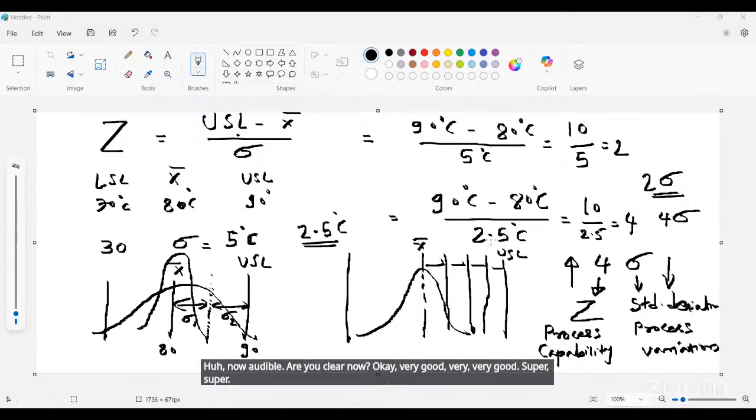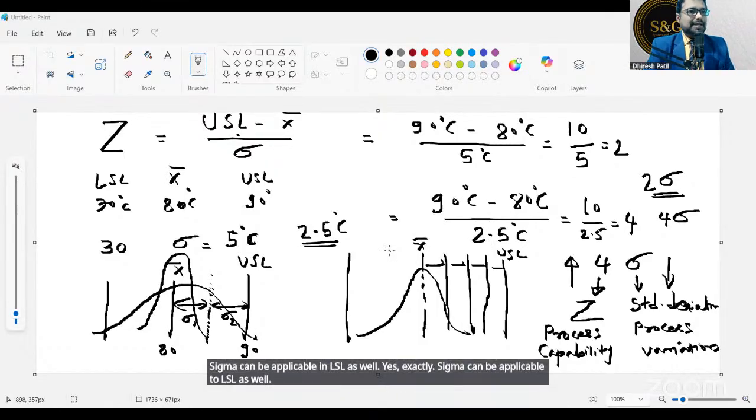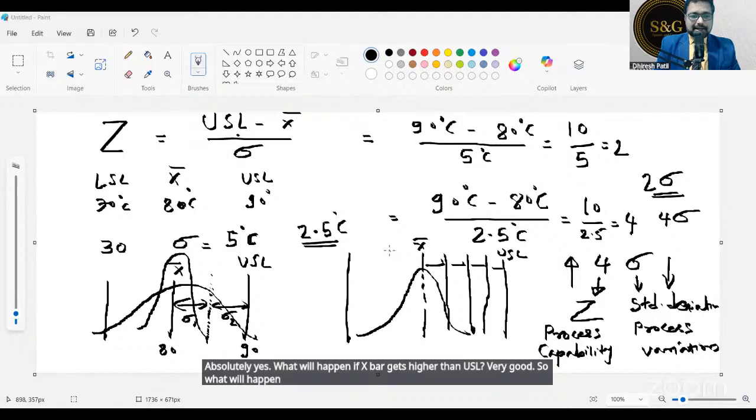Super. Sigma can be applicable in LSL as well. Yes, exactly. Sigma can be applicable to LSL as well. Absolutely, yes. What will happen if X bar gets higher than USL? Very good. So what will happen? X bar is higher than USL. So यहां पे क्या होगा?